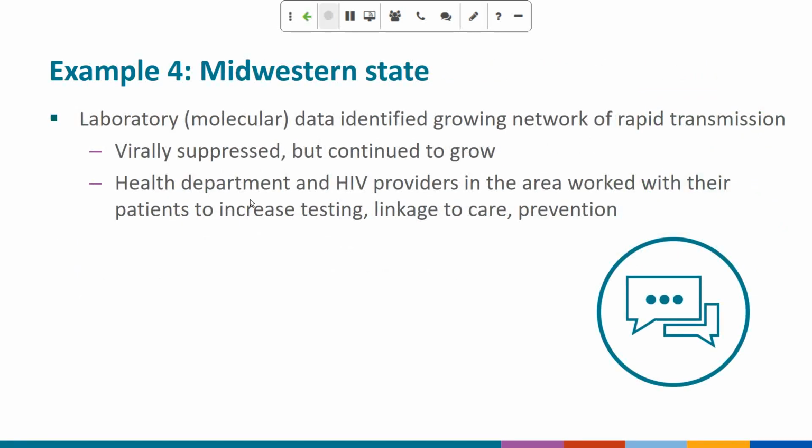In this fourth example, which occurred in a Midwestern state, laboratory data identified a growing network of rapid transmission. The thing that was surprising was that even though everyone in the network was virally suppressed, the network continued to grow. This suggested that there might be additional people who hadn't yet found out they had HIV. So the health department and HIV providers worked with their patients to encourage them to help increase testing, linkage to care, and prevention among people in their social networks.